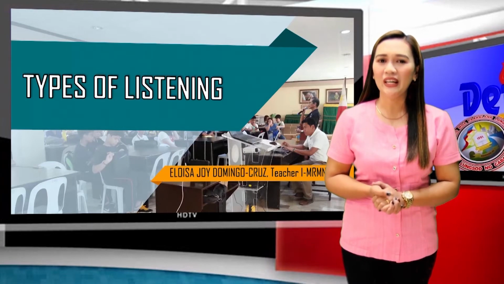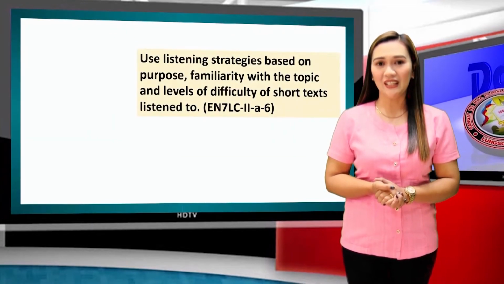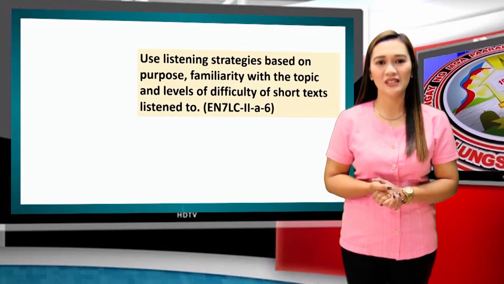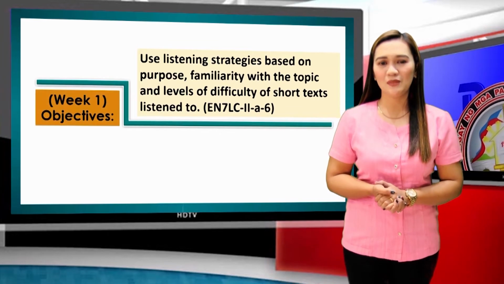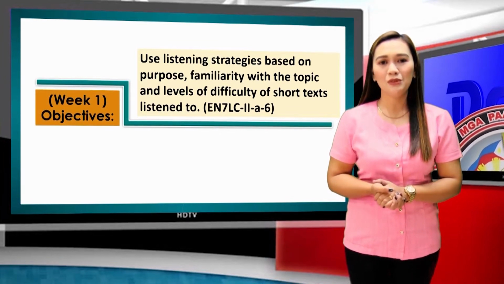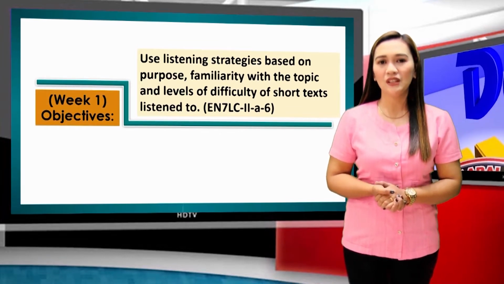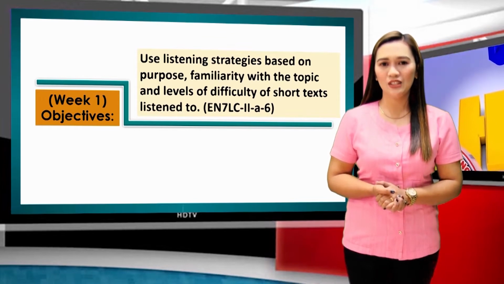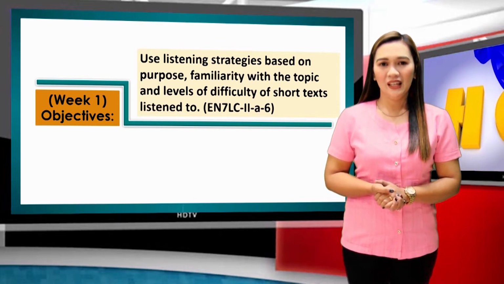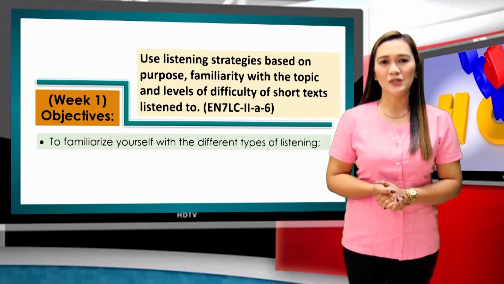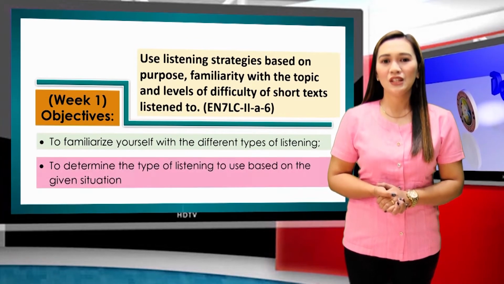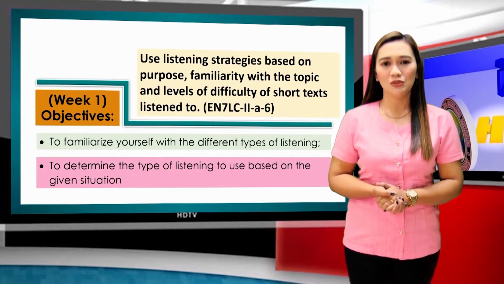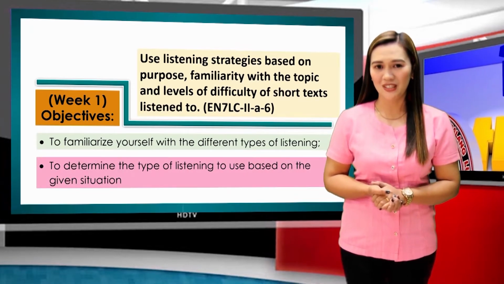The most essential learning competency that we must target in English 7 for the first 2 weeks of this second quarter is to use listening strategies based on purpose, familiarity with the topic, and levels of difficulty of short text listened to. Our objectives for this episode are to familiarize with the different types of listening and to determine the types of listening to use based on the given situation.